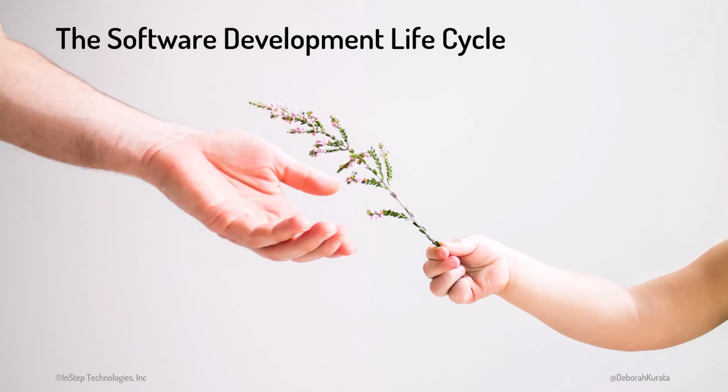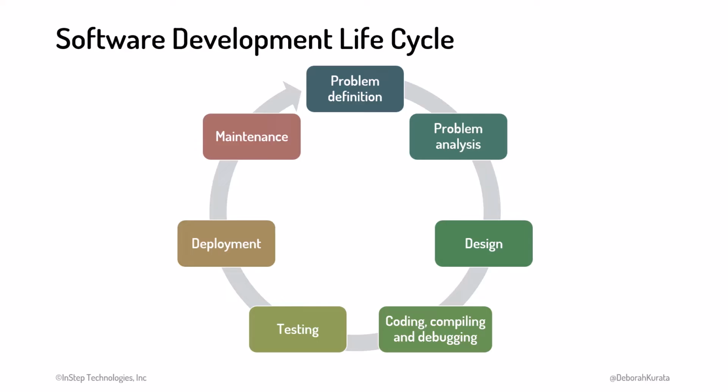Just as humans have a life cycle from baby to child to adult to senior, so does our application. The software development life cycle identifies the phases in the life of a program. The exact steps may vary, but basically it looks like this.